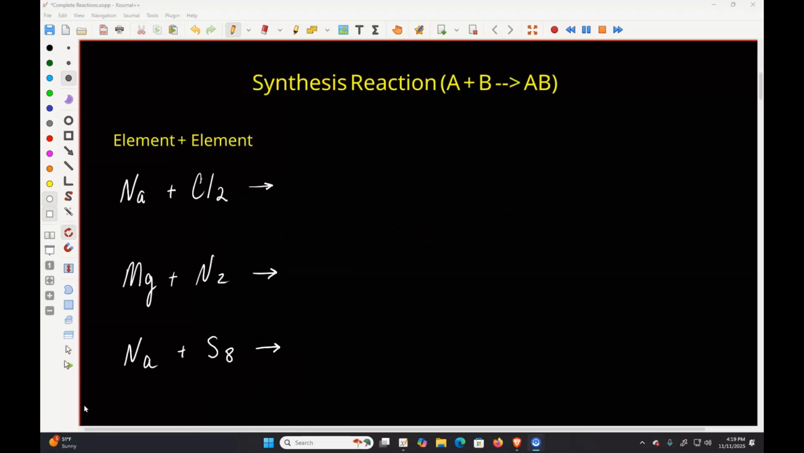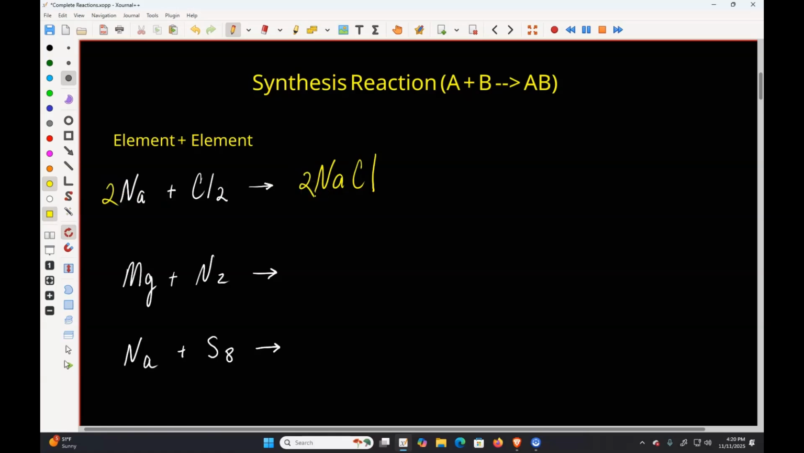Let's get started with a synthesis or a composition reaction. Here we have two things combined to make one thing. These are real easy when you have a metal reacting with a nonmetal. The first example here, we have sodium plus chlorine. So that's going to react to form sodium chloride. Okay, and to balance this, let's put a 2 here and a 2 here.